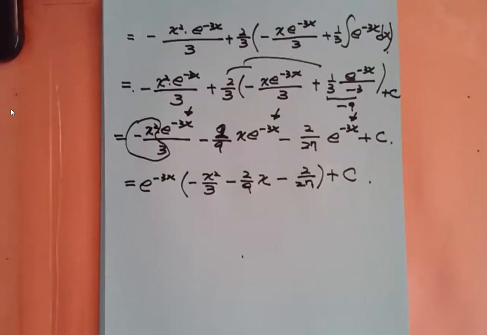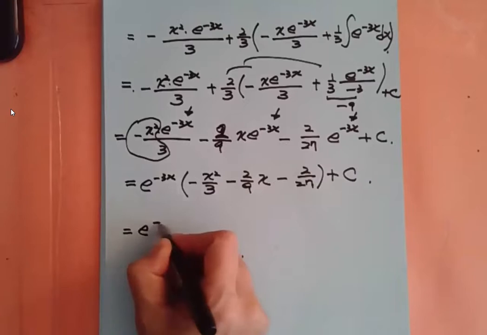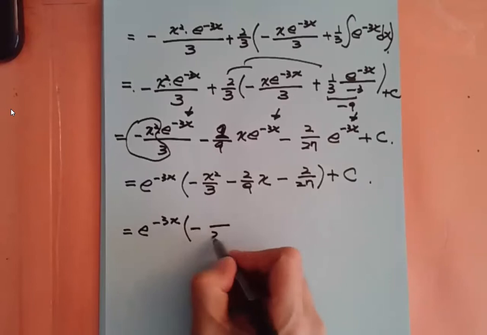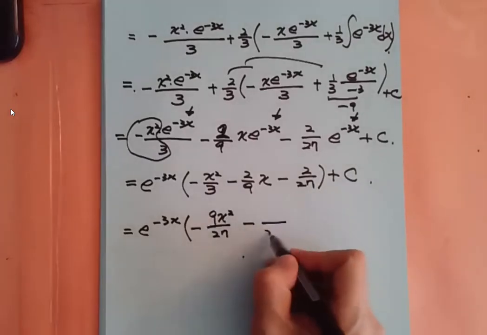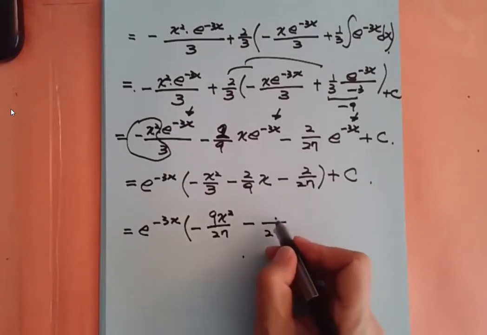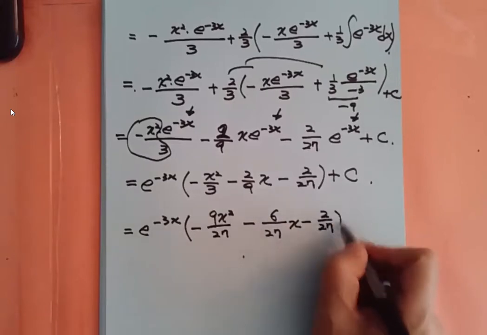So what we want to do is think about the common denominator. Common denominator is 27, right? And so that equals minus e to the minus 3x times minus 27. 3 times 9 will make 27. So 9x squared minus 27. So 9 times 3 will make 27. And so 2 times 3 will make 6x minus 2 over 27 plus c.